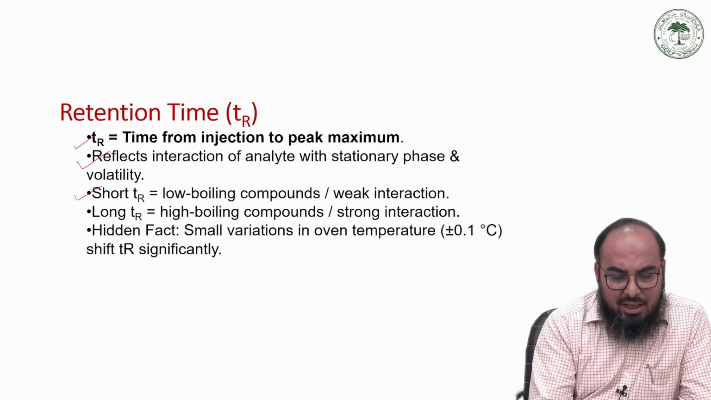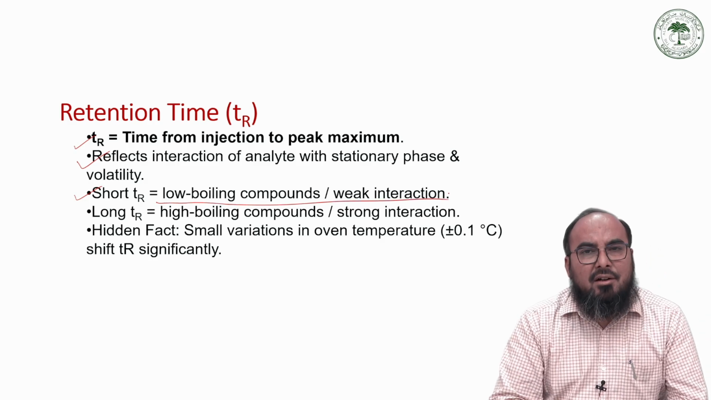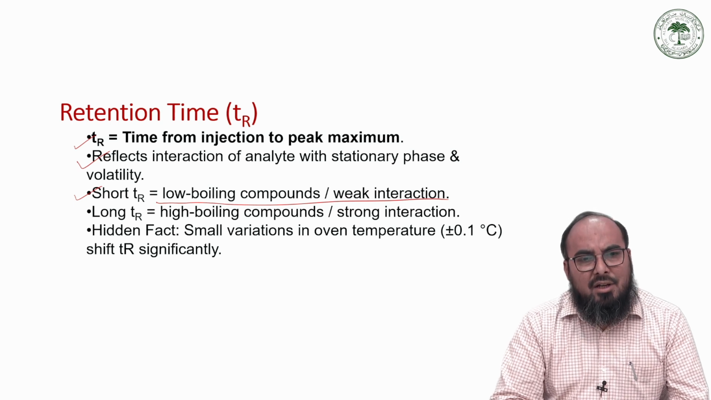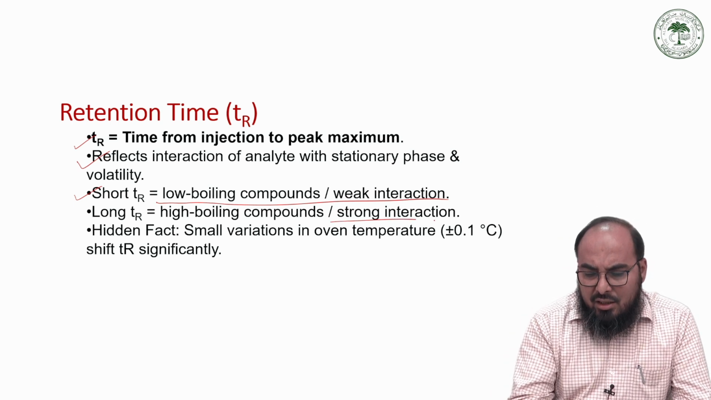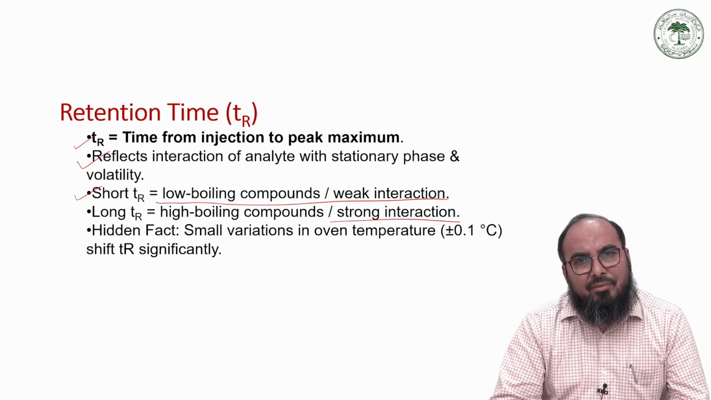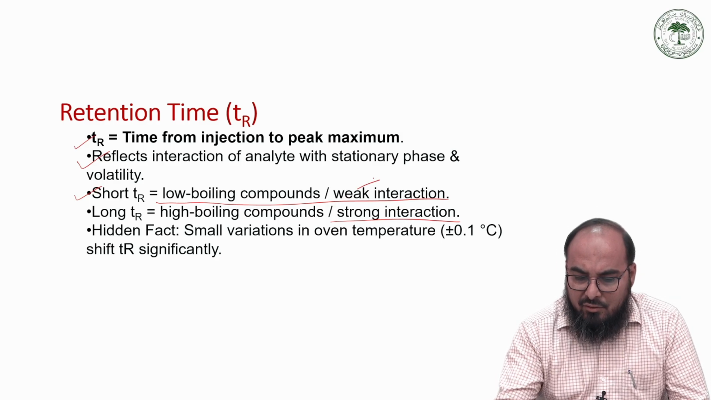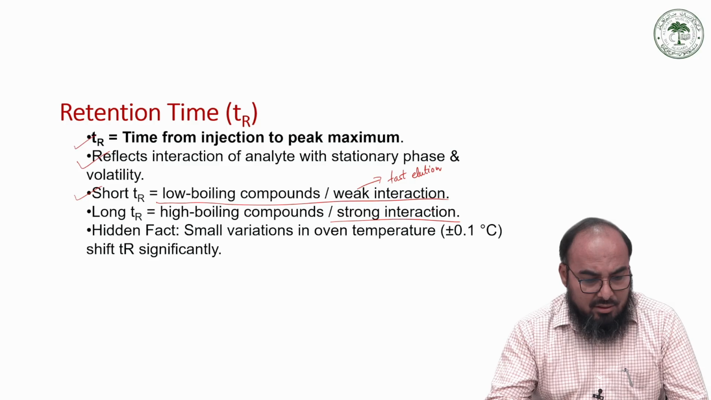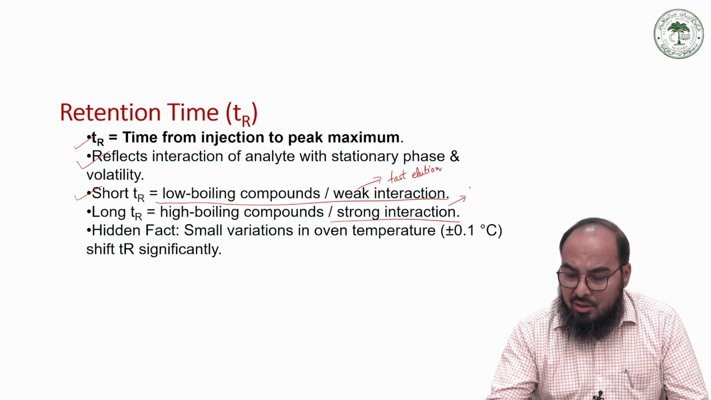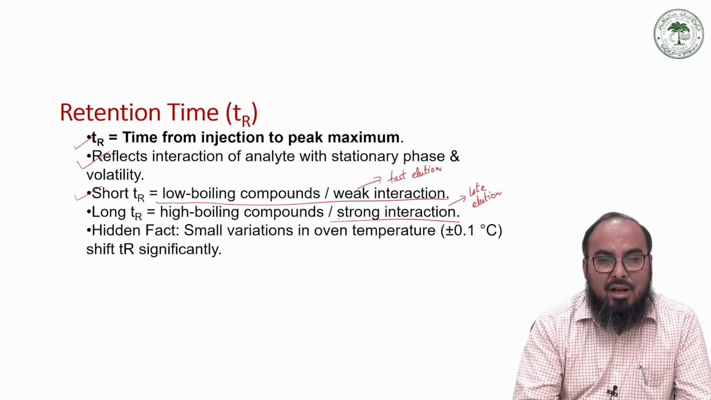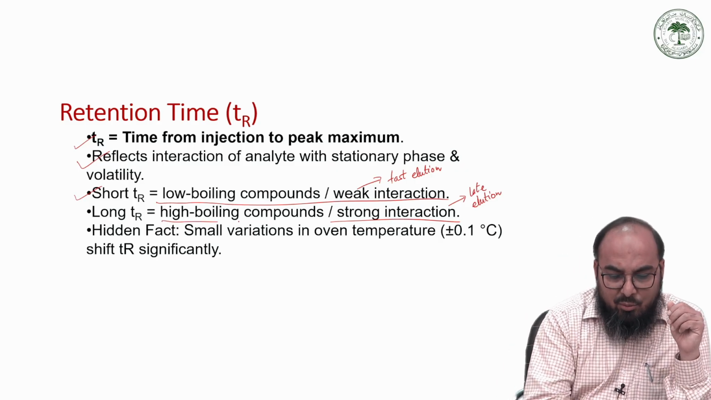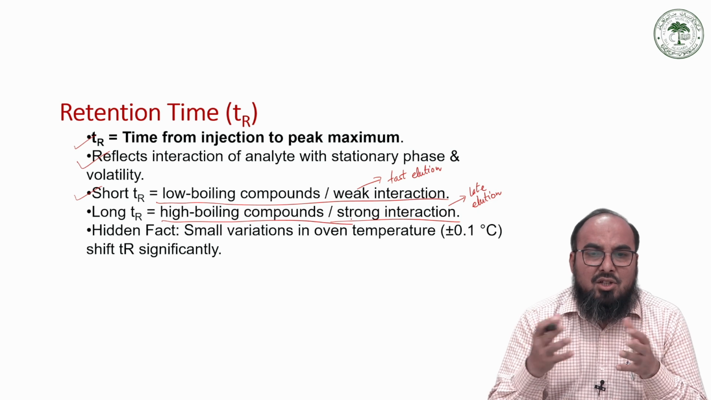Similarly, if you have a short TR, then it implies a weak interaction. We have already discussed all these features while we were discussing elution chromatography. Long TR means it is going to stay for longer times. Short TR means fast elution, and long TR means late elution, because now your analyte has a strong interaction with the stationary phase. So high boiling compounds give you a strong interaction.